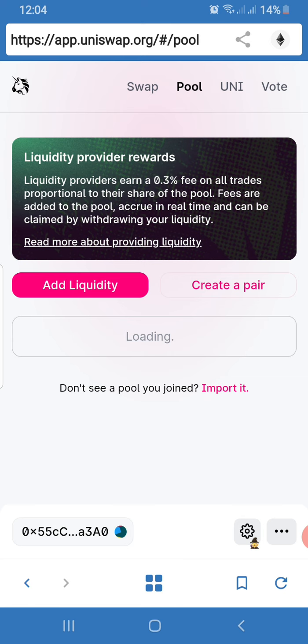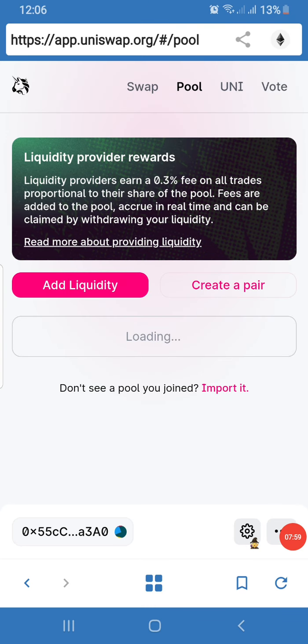Okay, so while it's loading, before you can add liquidity, make sure, let me say this again, make sure that you have enough Ether in your wallet, because the amount of Ether you want to stake determines the amount of TST you want to stake. So you have to have TST in your wallet, and you have to have Ether in your wallet. I don't know why this is taking long. Let me refresh.